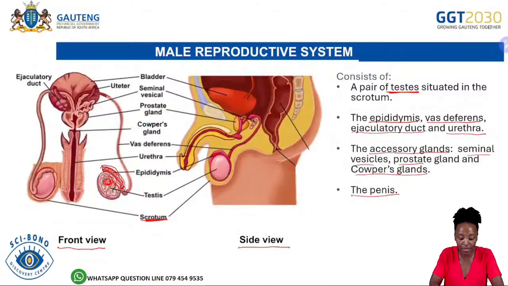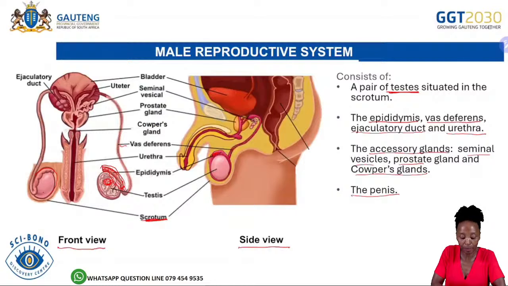And then from the epididymis, we have this tube that goes up, the sperm duct, and this is called the vas deferens. So it's called the vas deferens, or the sperm duct, and whichever way you use it, it's going to be marked correct at the end of the year. So we have the sperm duct going up. On the front view, this is where it is. On the side view, this is where the sperm duct or the vas deferens is.